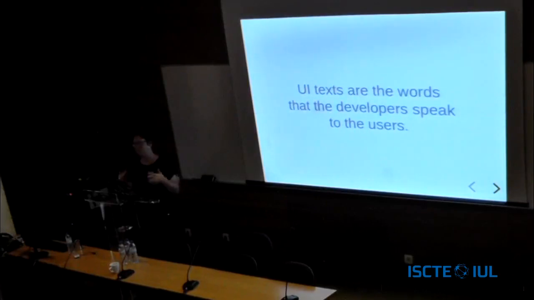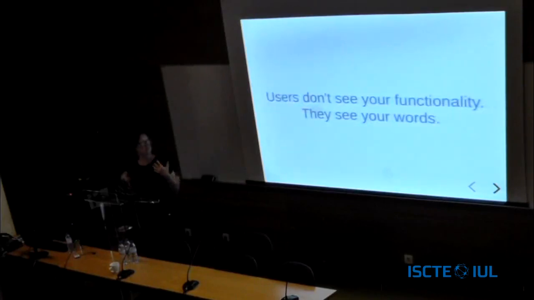So for me, the UI texts are the words that developers actually speak to the users. It might not be so much for the developer, but that's what the users actually see. Somebody who installs a Drupal site doesn't actually see the functionality yet. They mainly see words. They see a few visual elements, like drag and drop things or drop-down buttons. But first and foremost, that's just words.